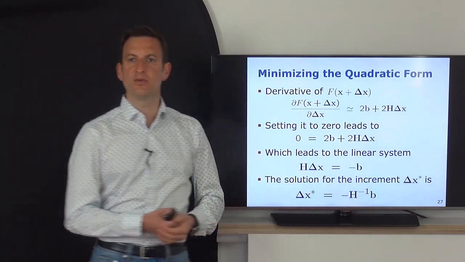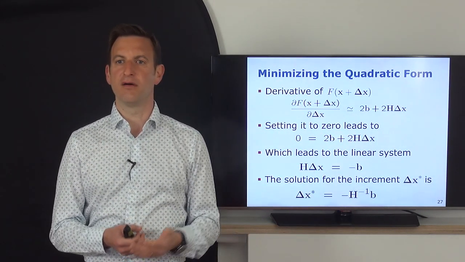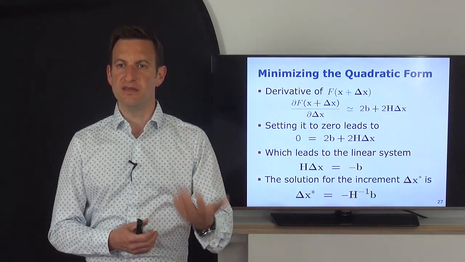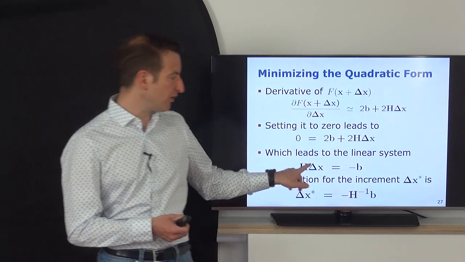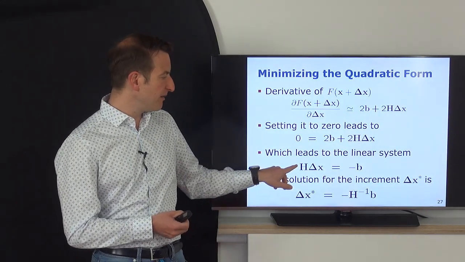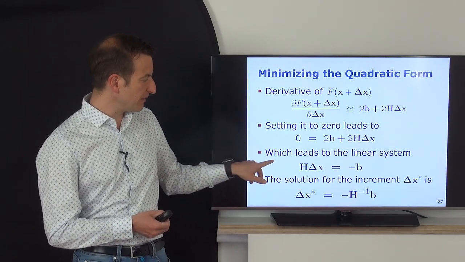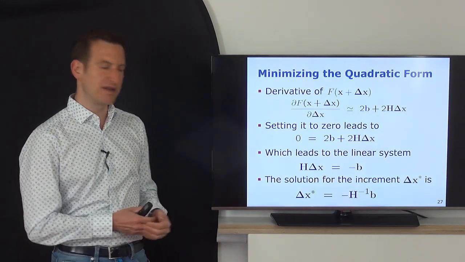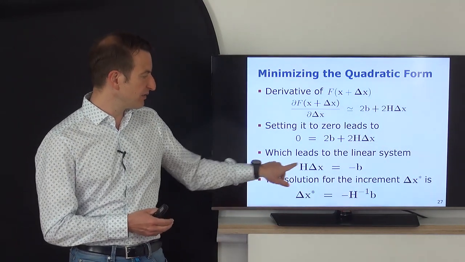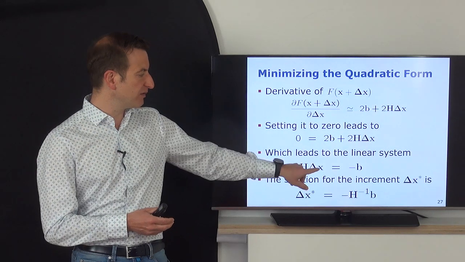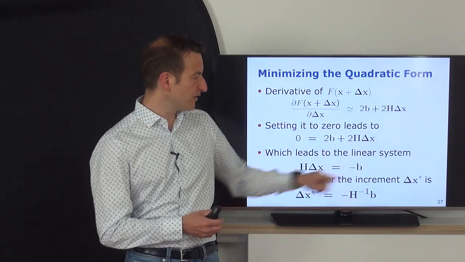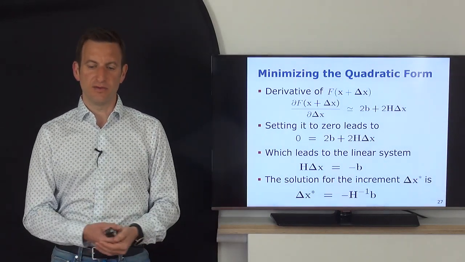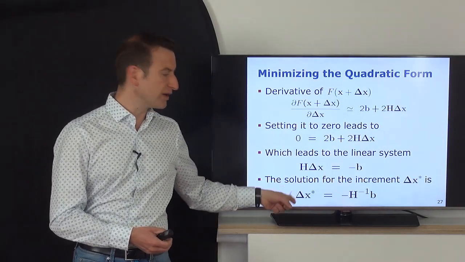And now we need to solve this system of linear equations to get the solution for our increments. I'm just writing this here now by inverting h. So we're basically multiplying h inverse from the left-hand side. If we do this, this turns into the identity matrix, delta x remains, and here we have minus h inverse times b. And this gives you the solution for your increments.